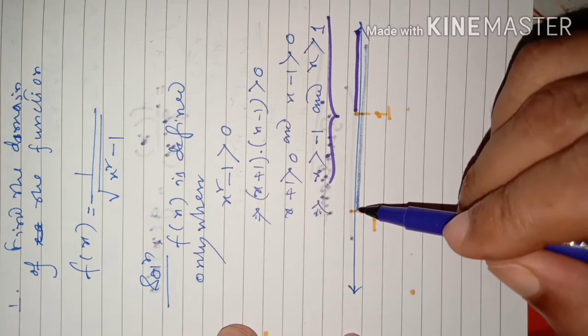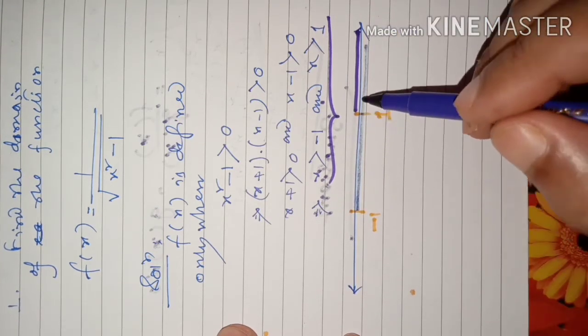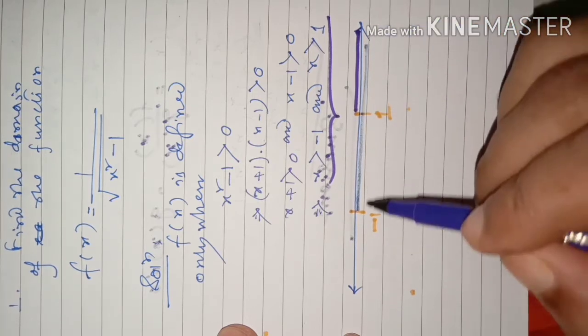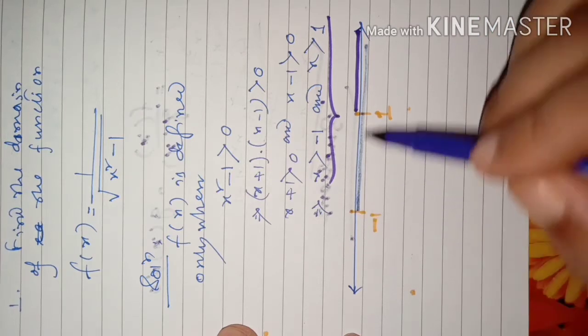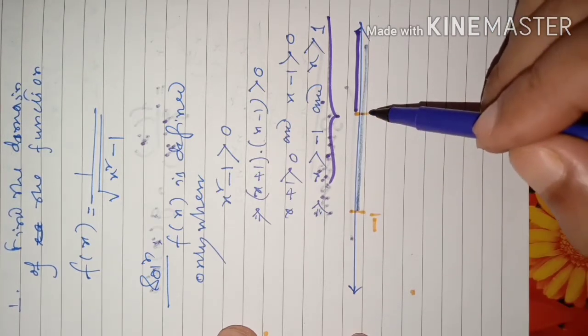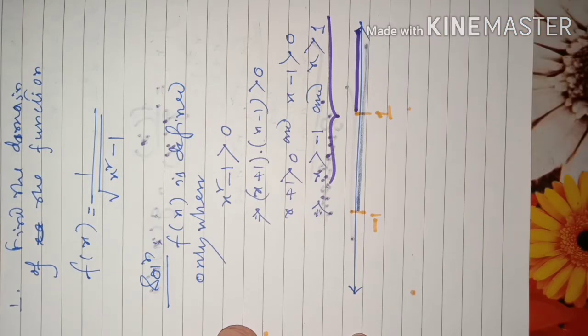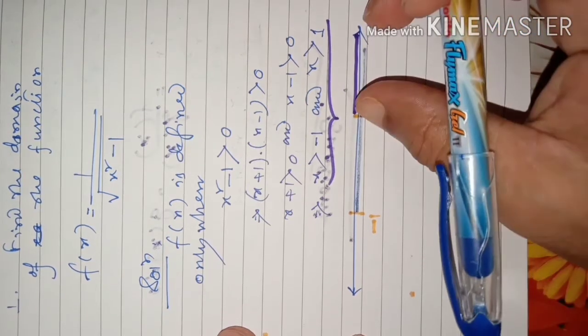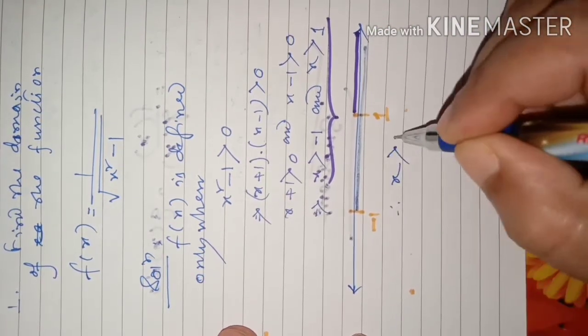When we say greater than minus 1, we start from here to that side, and when we say greater than plus 1, we start from here to that side. But this time minus 1 and 1 are not included. When you say greater than minus 1, that time 1 is included, but when you say greater than 1, 1 is not included because the equal sign is not there. So the domain will be this common portion, which is greater than 1. Therefore x greater than 1.